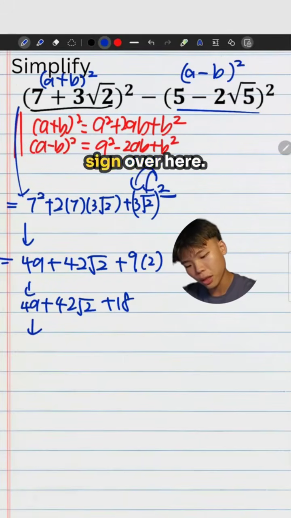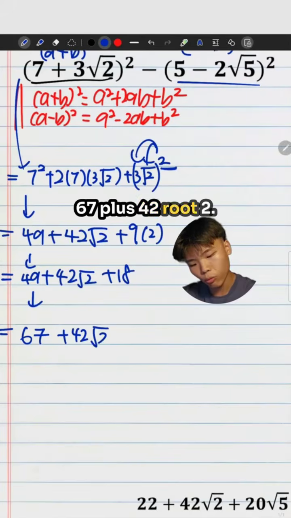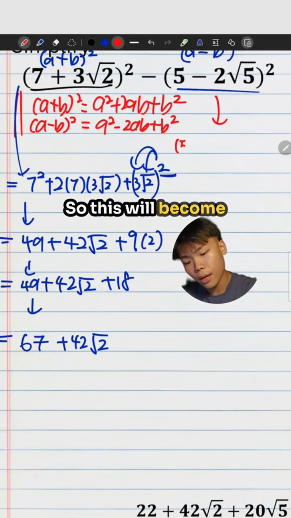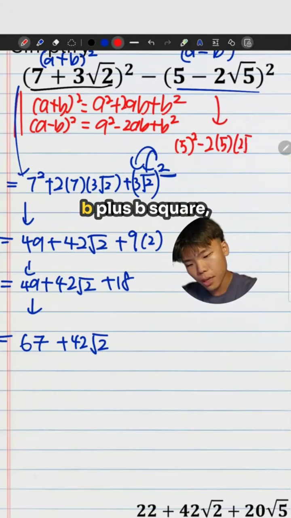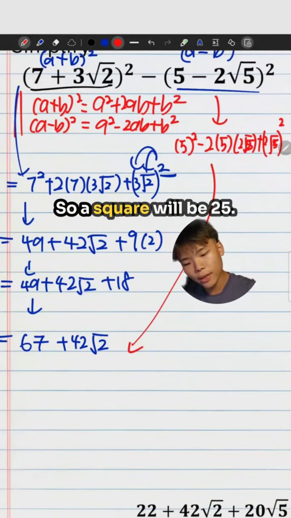So let me just write the equal sign over here, and we can then further simplify to give us 67 plus 42 root 2, right? So that's what we get over there. Now let's look at the other side over here. So this will become a squared minus 2ab plus b squared, right, over here. Now I'm just going to write this down over here. So a squared will be 25.